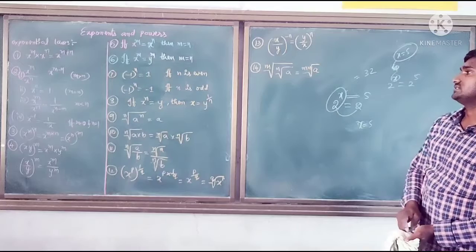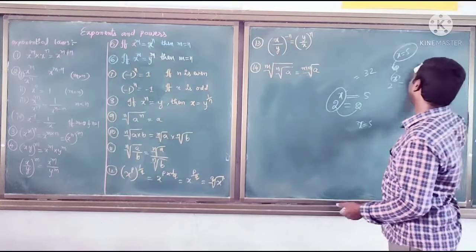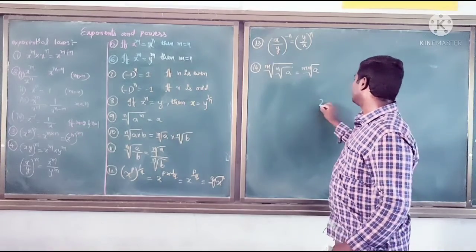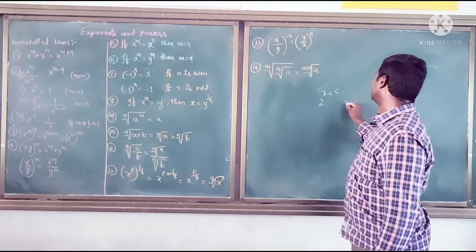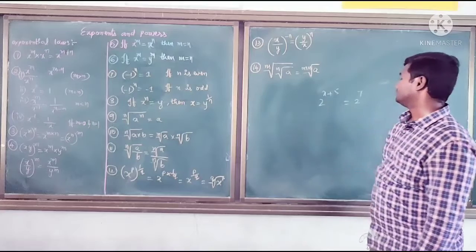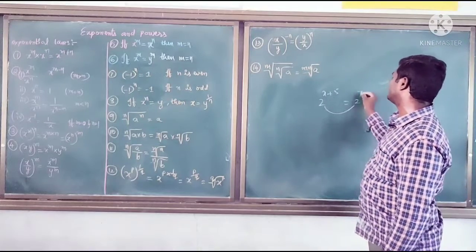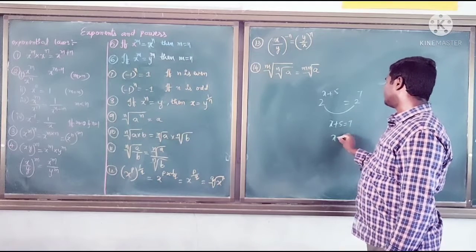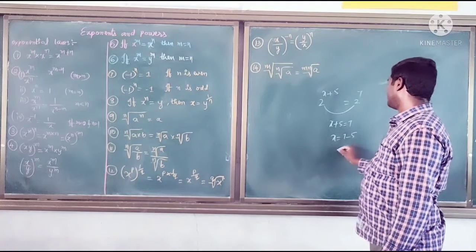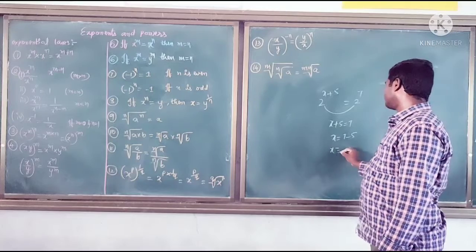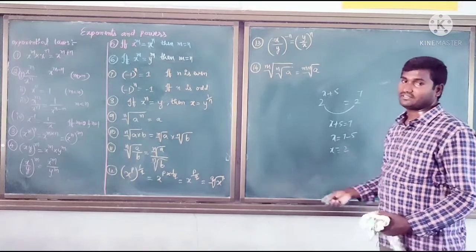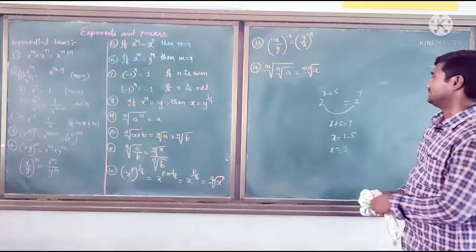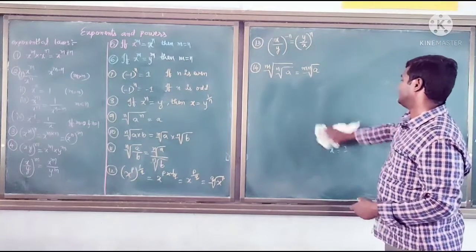So likewise, sometimes we will use this formula where it is 2 power x plus 5 equal to 2 power 7, they will give. So both sides bases are the same, which means powers will be equal. Then x plus 5 equal to 7, then x is equal to 7 minus 5, that is nothing but x is equal to 2. Likewise, if the bases are the same, we can make the powers equal. They will ask to find the x value like that.